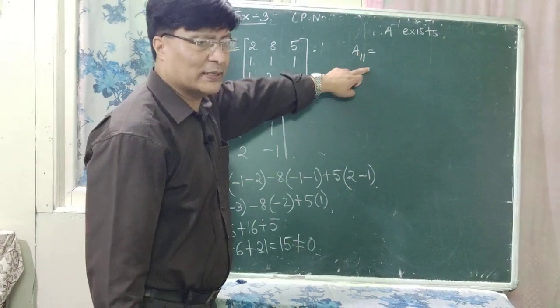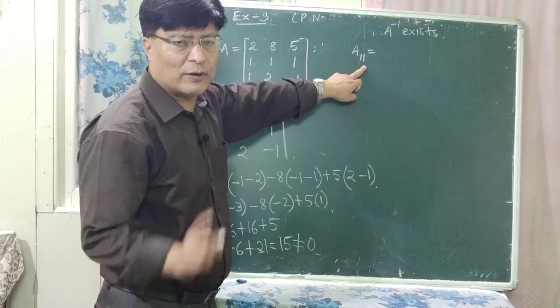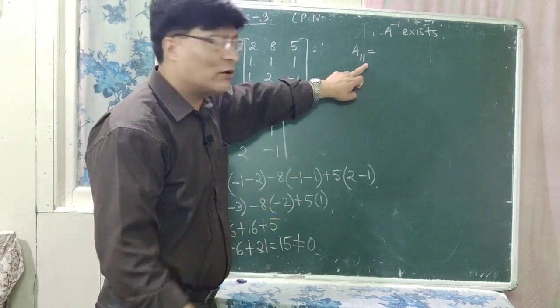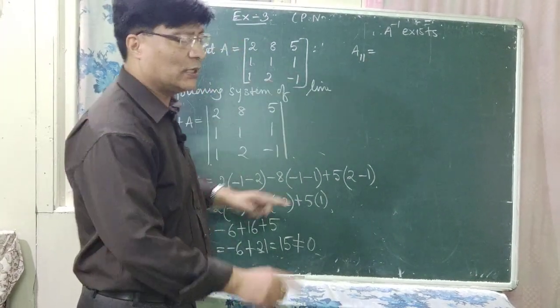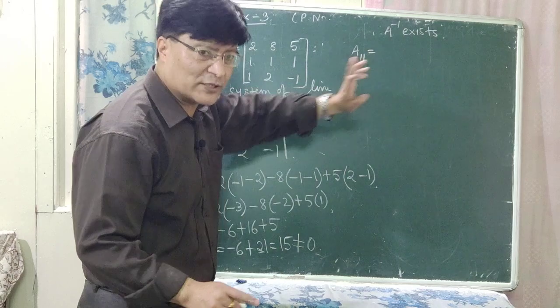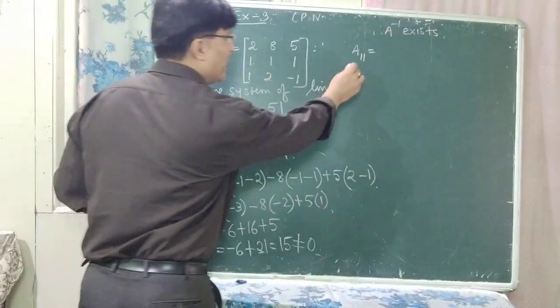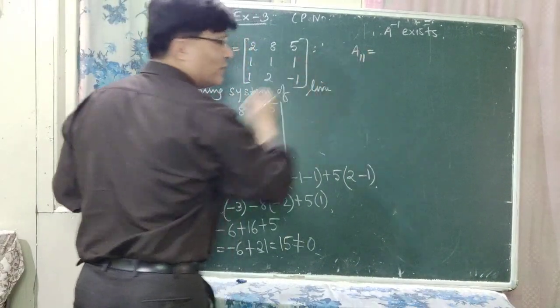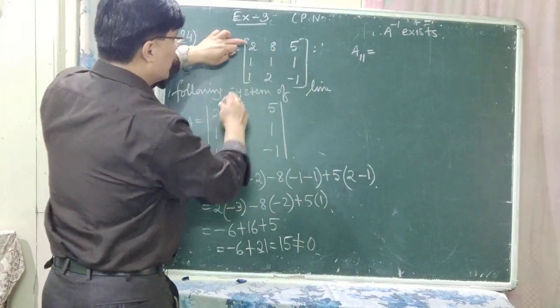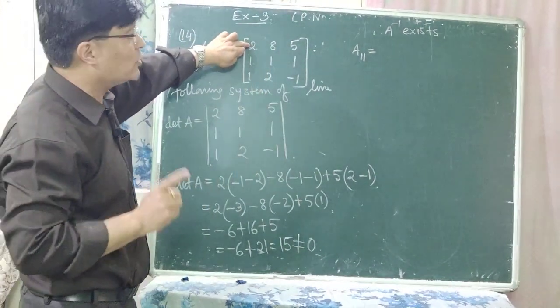That means A11, capital A11, means you have to find out the cofactor of the element belonging to the first row and the first column. First row and first column, that means 2. You have to get the cofactor of 2.